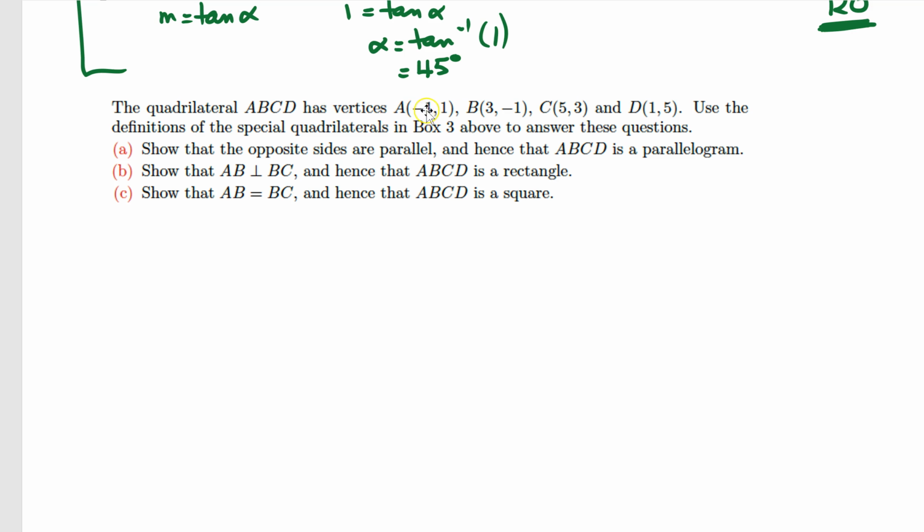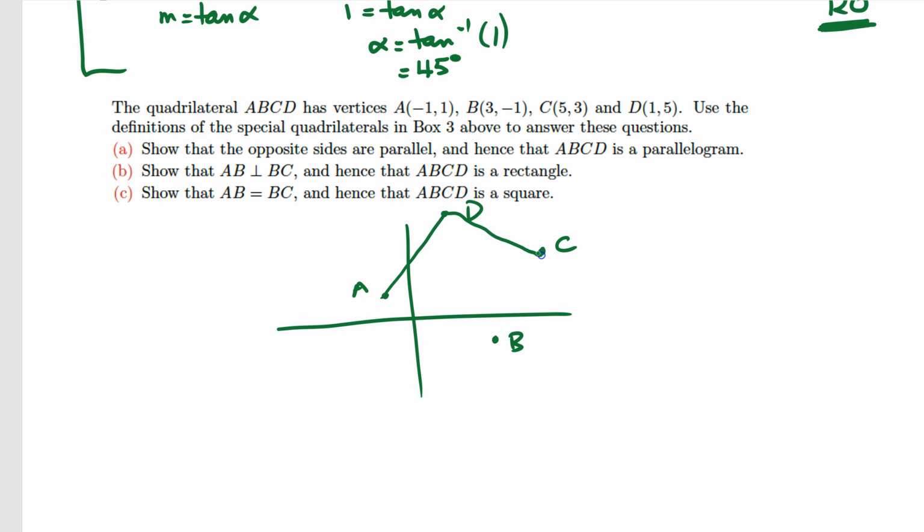Now, lastly, with this question here, what we're going to see is that if we sketch these up, A is at -1, 1, there's A, B is at 3, -1, so down here somewhere, C is at 5, 3, so out here and up there somewhere, and D is at 1, 5, so up there somewhere. We've got this quadrilateral. It's vaguely like that, very vaguely. So, show that the opposite sides are parallel, and hence that it's a parallelogram.